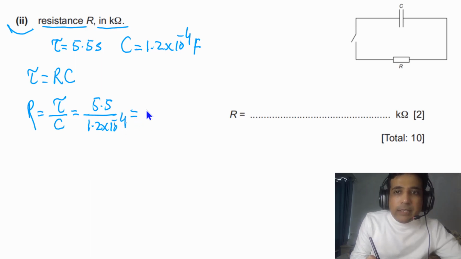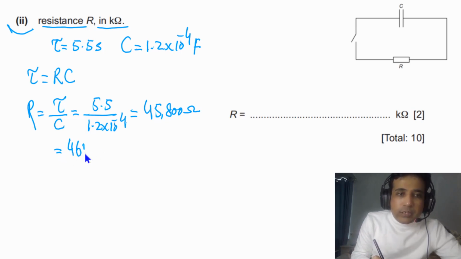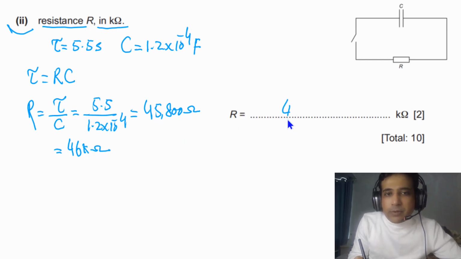So our final answer in this case will be equal to 45,800 ohms. That answer has to be in kilo ohms. So we can write down this one 46 kilo ohms up to 2 SF. So the final answer for this one is 46 kilo ohms.